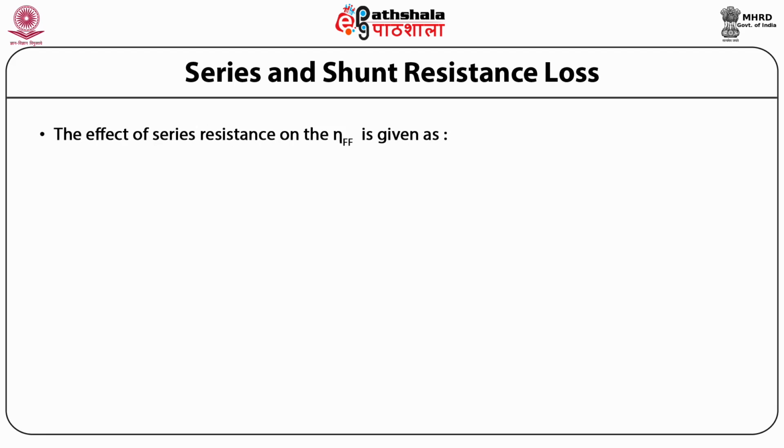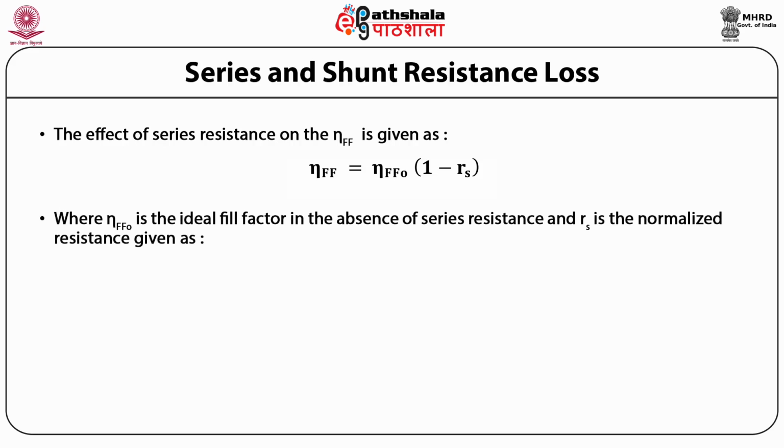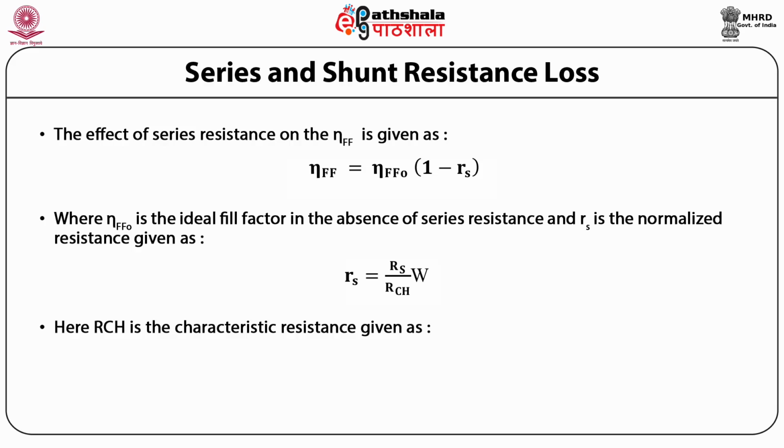The effect of series resistance on the fill factor is given by eta FF is equal to eta FF naught multiplied by 1 minus rs, where eta FF naught is the ideal fill factor in the absence of series resistance, and small rs is the normalized resistance, which is given by capital RS divided by RCH, which is the characteristic resistance. And this RCH is equal to VOC by ISC.